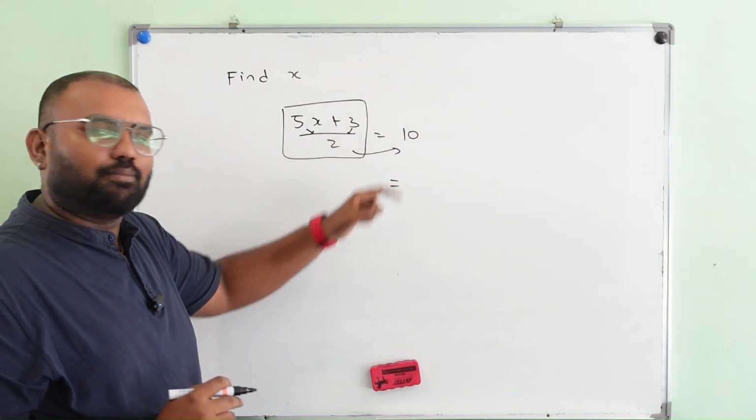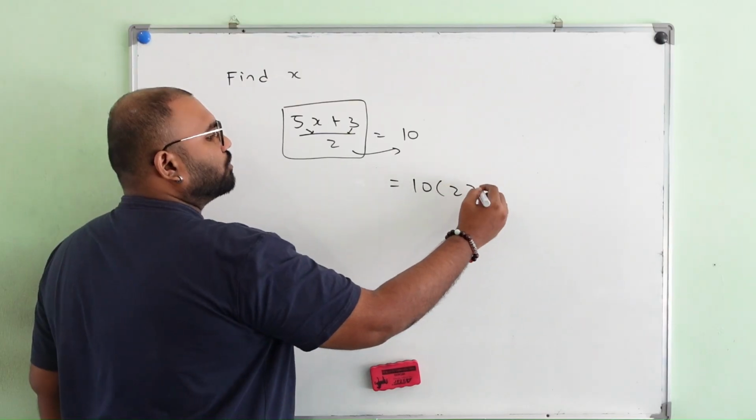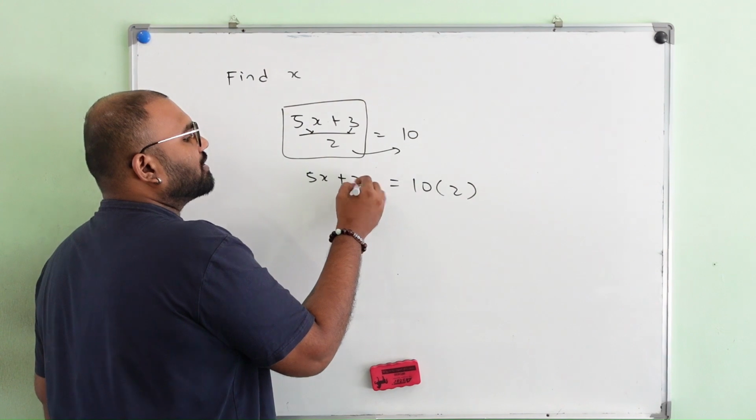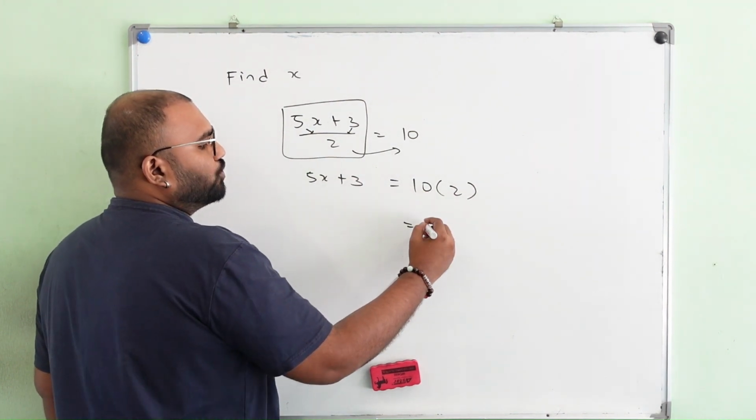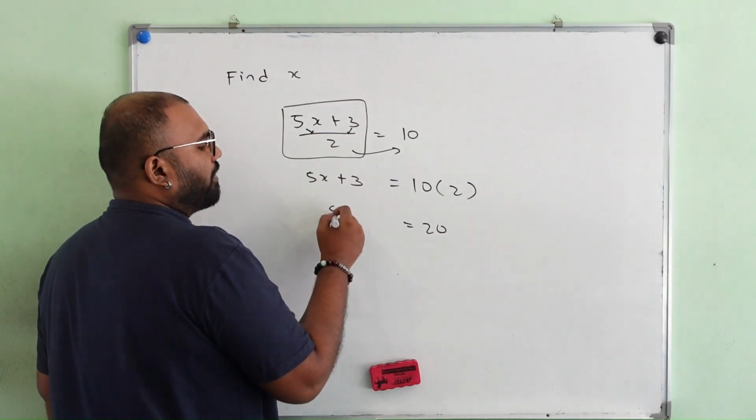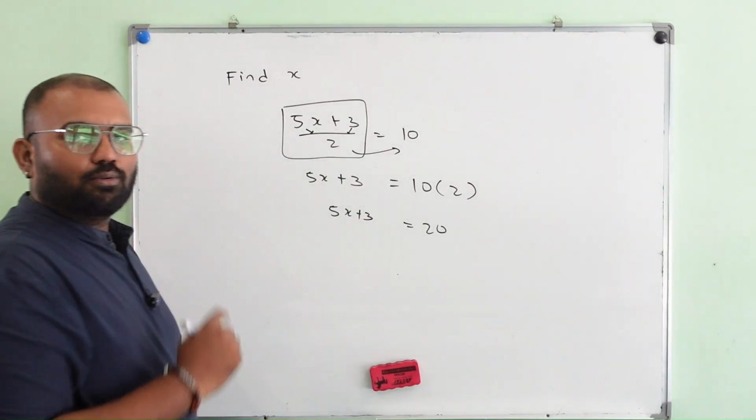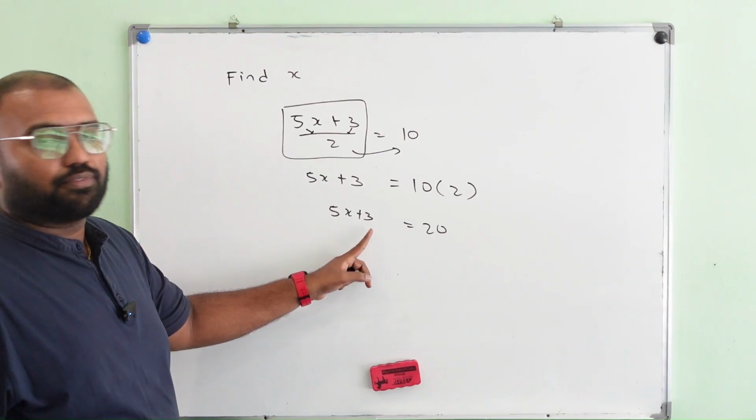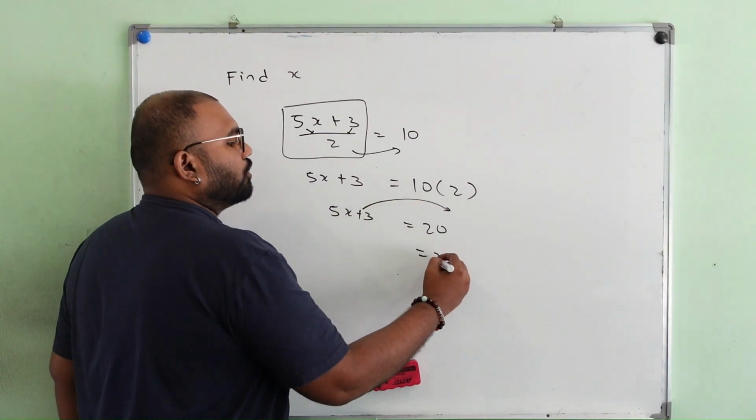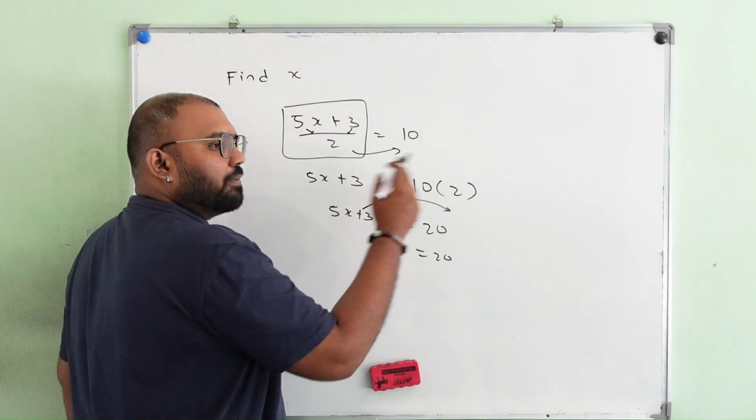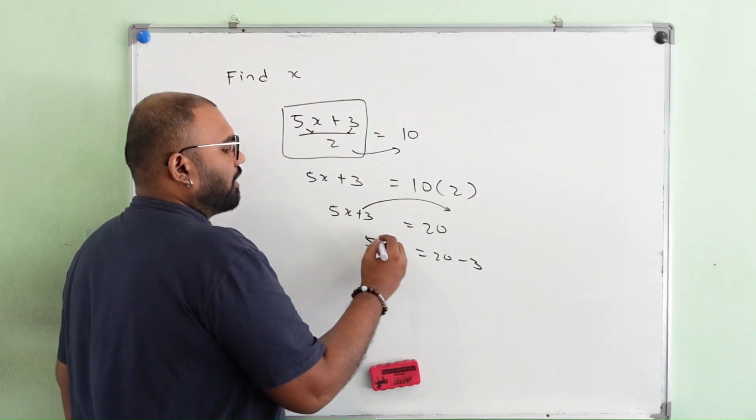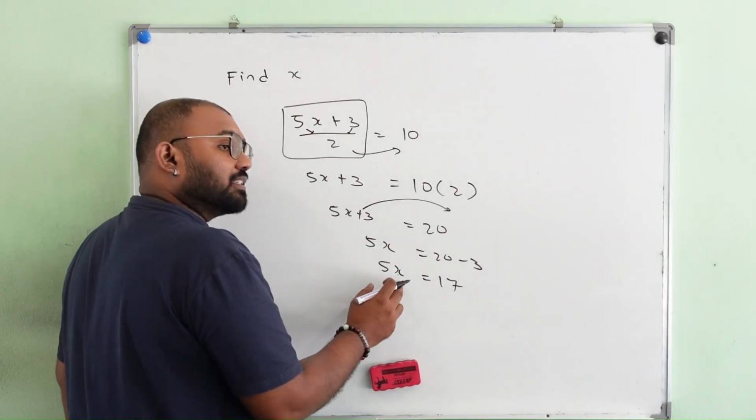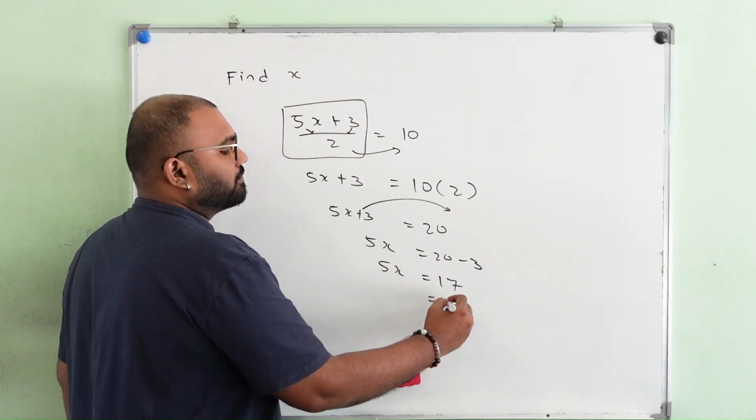Divide goes there, becomes times. So 10 times 2. And over here we write the balance, 5x plus 3. 10 times 2, 20. We write back 5x plus 3. Now, to send, we got 3 and 5. We send 3 first, because 3 is far from 5. So send there. 20 plus 3, go there, become minus 3. 5x. 20 minus 3, 17. 5x. 5 and x times, go there, divide.